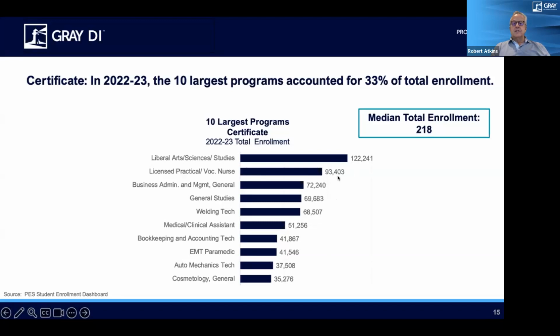Not surprisingly, nursing is in second place with 93,000 completions, followed by business, with quite a big gap between nursing and business. Nursing's over 20% larger than business. General studies, again, a transfer program, it's almost 70,000. Then welding, a very different kind of program. Now we're talking about a tech program teaching people vocational skills, 68,000 students enrolled. Medical clinical assistant, 51,000. Bookkeeping, 41,000, tied with EMT, more or less. Auto mechanic tech at 37,000, and finally cosmetology. So a very mixed group of programs, which is encouraging. Lots of interest across the spectrum in certificates.